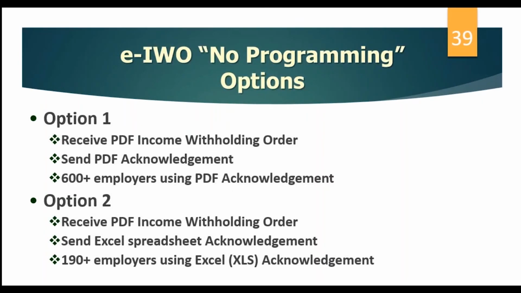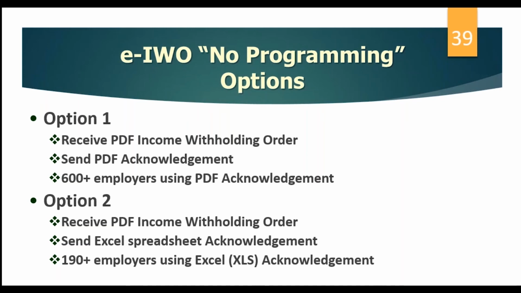So the no programming option is pretty straightforward. You're going to receive a PDF image of the order. And again, just like with the system-to-system, you can print that and give that to your employee. You'd also need to use that copy to take the necessary action in your payroll system to implement the order. So both option 1 and option 2 under the no programming option would give you that order in a PDF document. But then you decide whether you want to acknowledge to us using a pre-filled fillable PDF document.